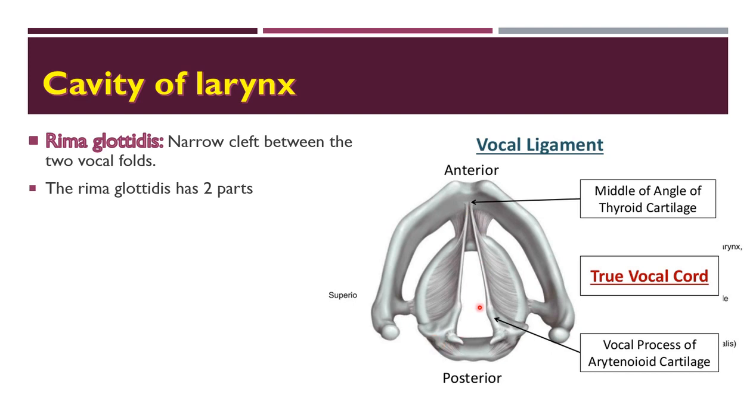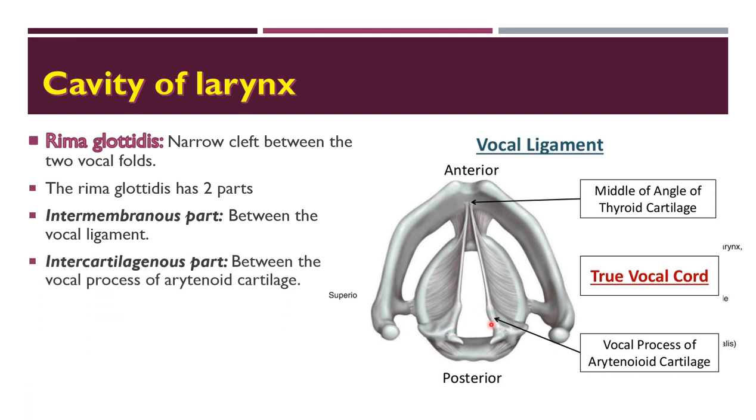That is why it is called the intermembranous part. And this is the vocal process of the arytenoid cartilage. So the space between the cartilaginous part is the intercartilaginous part between the vocal processes. So when you take the vocal fold, it actually extends from the vocal ligament to the vocal process, okay.